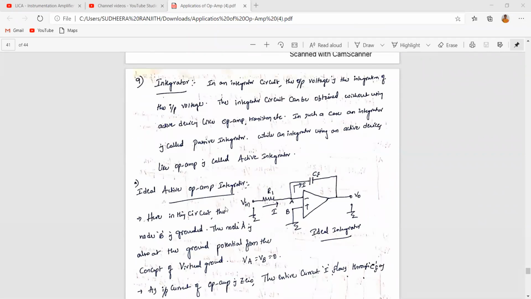That modified integrator circuit is called the practical integrator circuit, which will be discussed in tomorrow's class along with the frequency response of the practical integrator and with a problem.